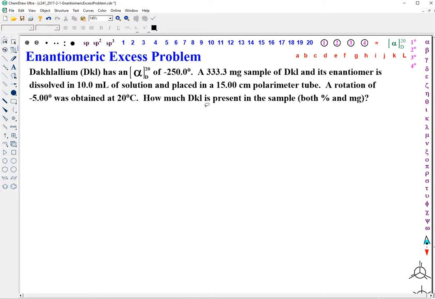All I care about is how much doclalium is present in the sample. This is very important to be able to figure out how much of the active form of an enantiomer, or the active enantiomer, is present in a sample. And I want this both in percent and milligrams. So let's see what we have in the question.